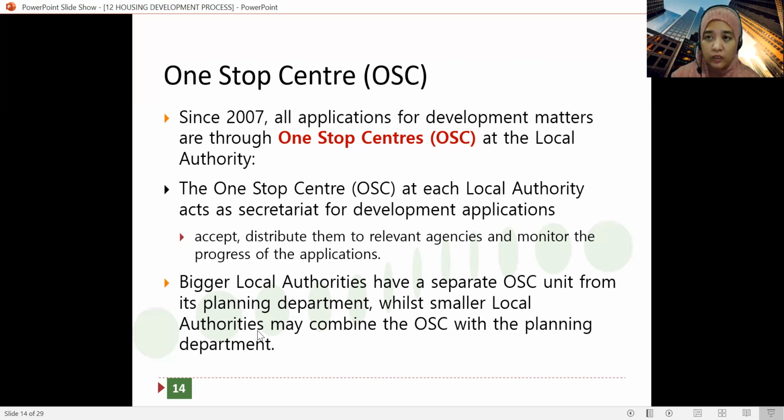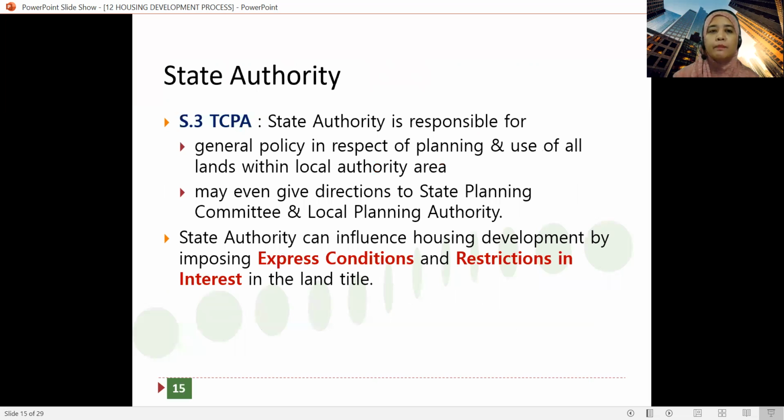So it depends on the budget, the operations budget of the local authority. A bigger one akan ada bigger budget, boleh bayar lebih ramai staff. That's why they can afford to have separate OSC units from the planning department. Smaller ones, majlis perbandaran, majlis daerah yang kecil-kecil tu, normally they combine the OSC with planning department.